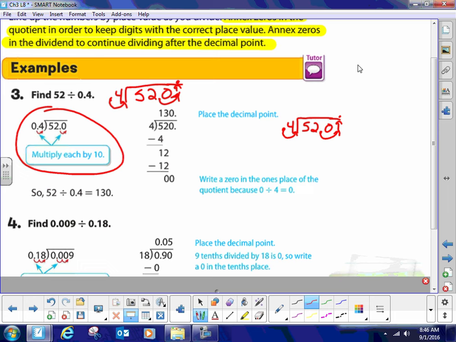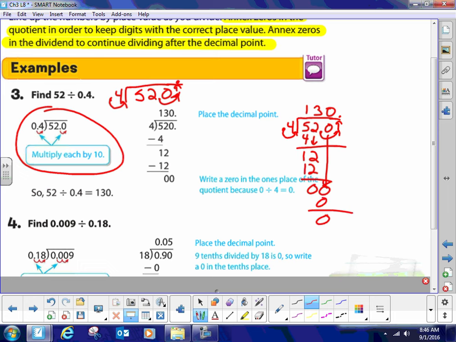4 divides into 5 one time. 4 times 1 is 4. Bring down the 2. 4 divides into 12 3 times, 4 times 3 is 12, and that's a 0. Now, we're not done yet because we haven't gotten to our decimal. Okay? And to do that, you just annex a 0. Also what you could do is when you bring the 0 down, what times 4 equals 0? 0 times 4 equals 0. And that gives us our answer.